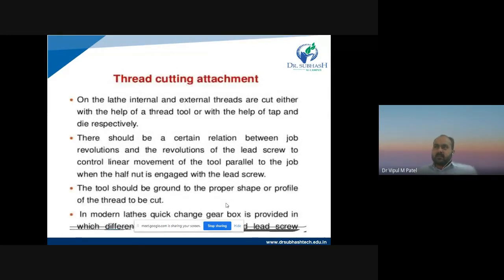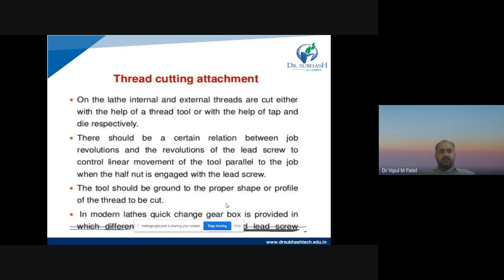So as we discussed, if you want to perform the threading operation with the use of the lathe machine, then you have to engage the lead screw, and it is necessary that you check the pitch of the lead screw, whether it is accurate or not.